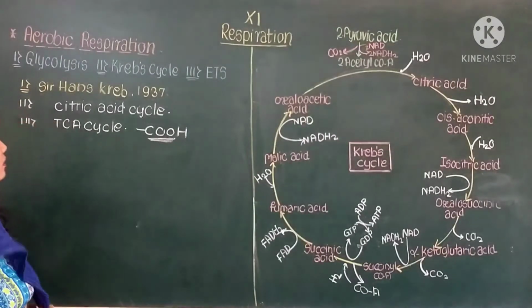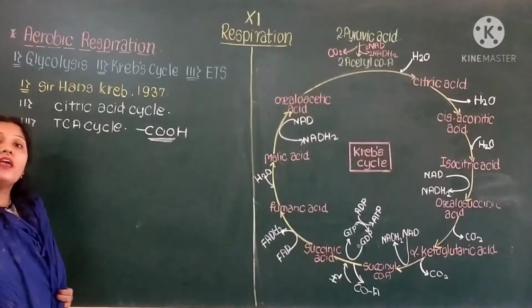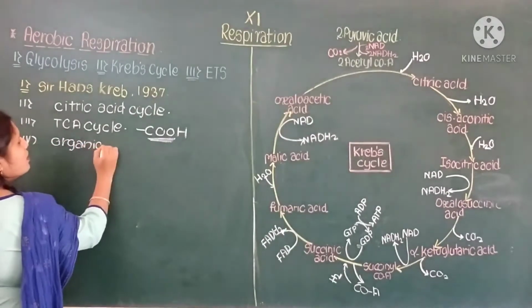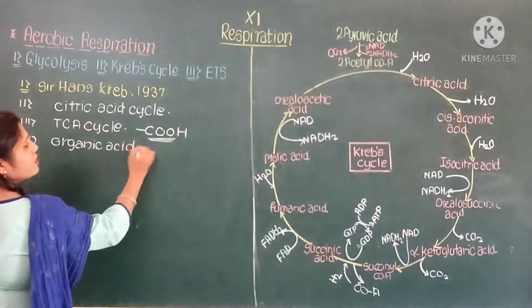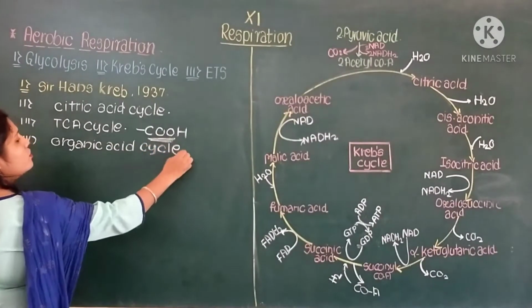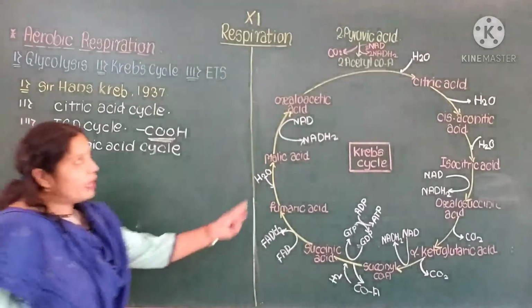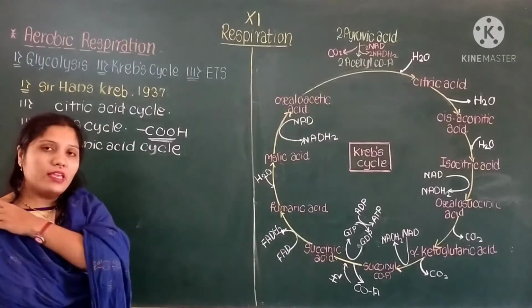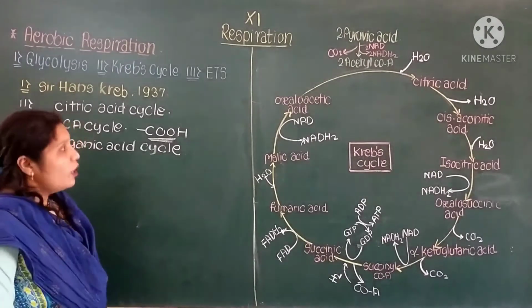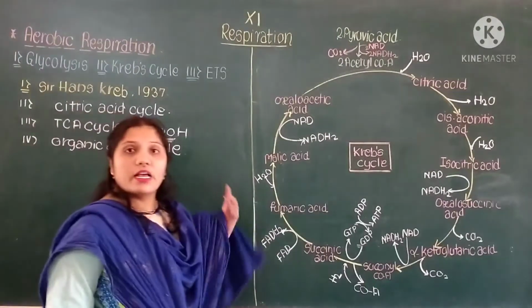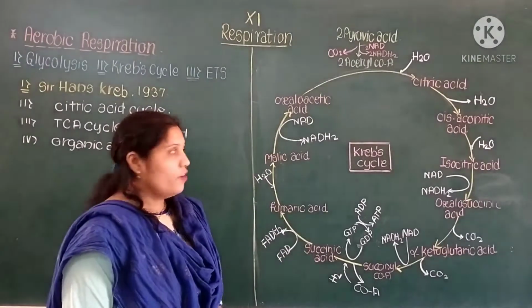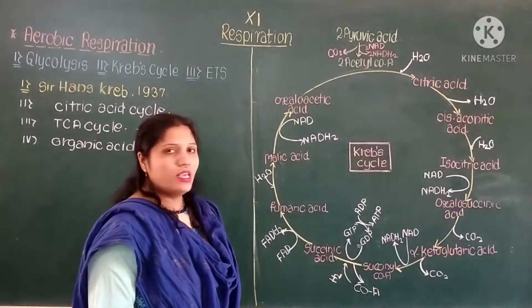This cycle is also known as the organic acid cycle. Now, why is it known as the organic acid cycle? Because many acids are produced inside it. That's why it is known as the organic acid cycle. Okay. Now let's study this Krebs cycle. Actually, it is very easy to remember. If you study it properly, it will be easy for you.